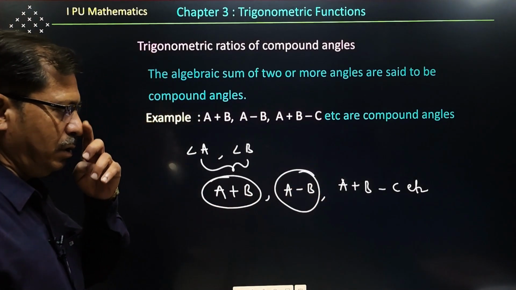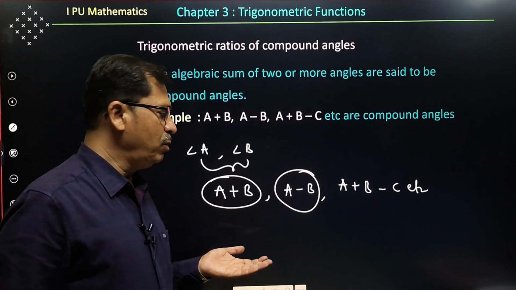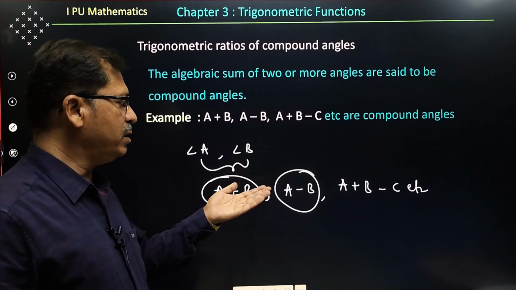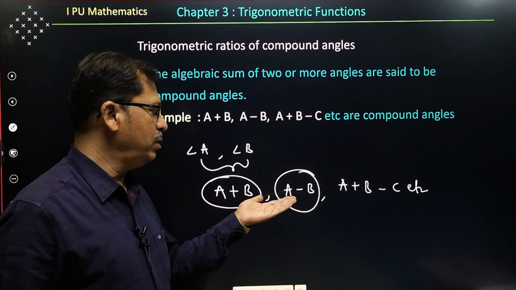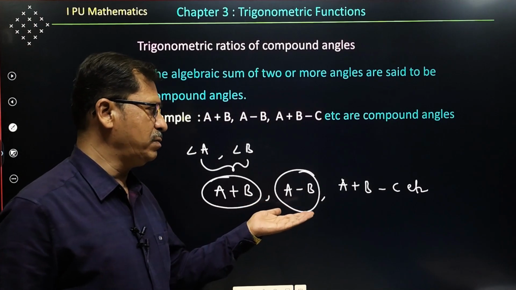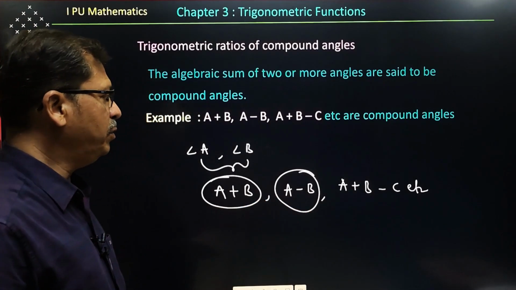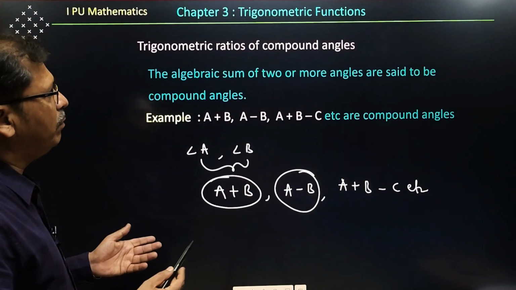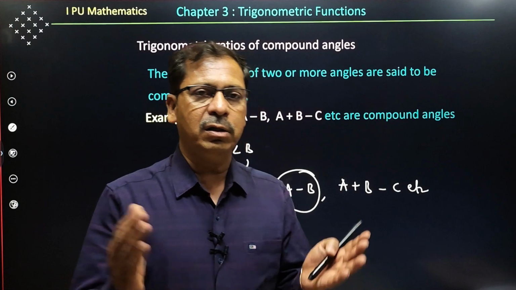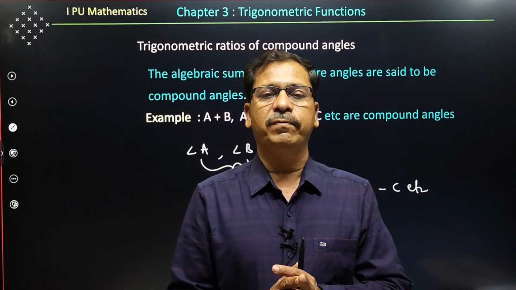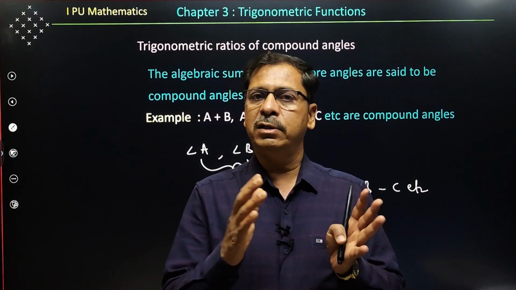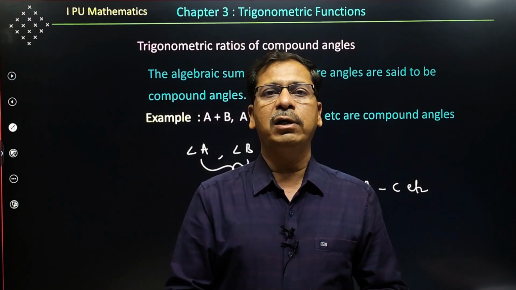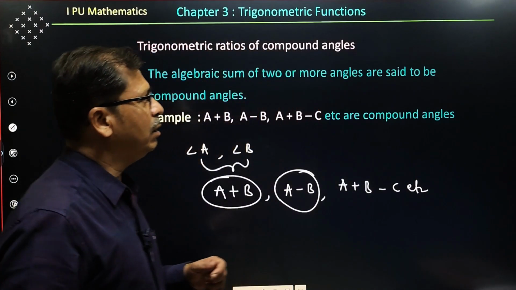That means you are bound to study what is sine of A plus B, cos of A plus B, tan of A plus B, and at the same time what is sine of A minus B, cos of A minus B, tan of A minus B, like that. Such relations you need to study in this concept here. So this is the meaning of the compound angles. Compound means you are compounding two angles. A and B, say C and D, P and Q, the sum or difference of two or more angles constitutes the idea regarding the compound angle here.